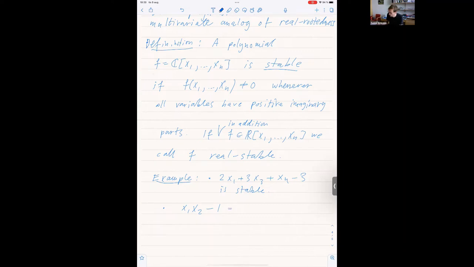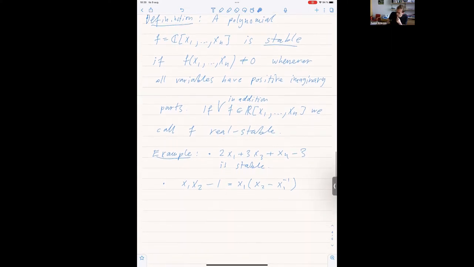Another reason is that we can write this as x1 times (x2 minus x1 inverse), right? And x1 is non-zero when it's in the upper half plane, and then negative x1 inverse is also in the upper half plane. So taking the sum of these two will take us in the upper half plane. Okay.